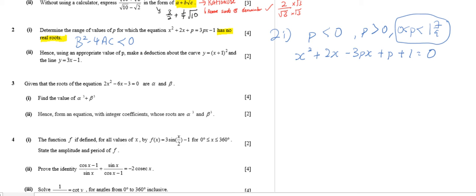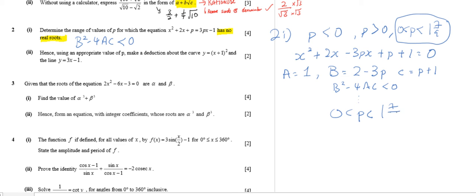Alright, arrange and group everything in A, B, and C. So, A is equal to 1. Benjamin, what is B? 2 minus 3P. C, P plus 1. Then you start your B square minus 4AC less than 0. You work it out. You have P more than 0, P less than 1 over 7 over 9.